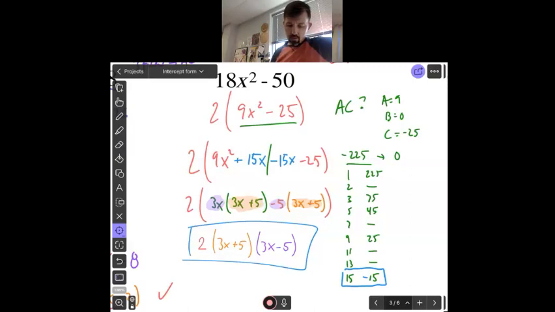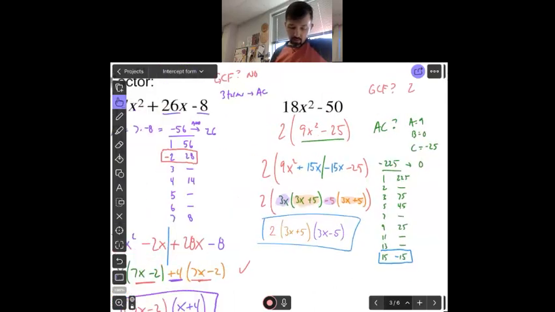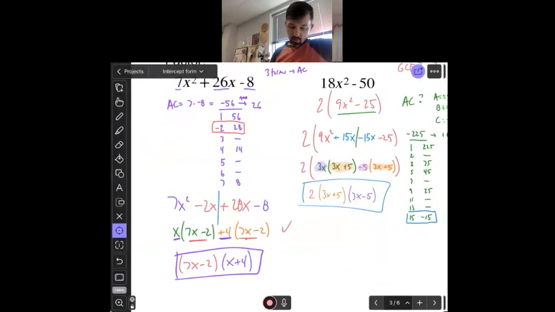This x? It's right here. And the minus 5 right here. So those two pieces go right here. These two that are the same go together here. So same thing that happened here, right? The x and the 4 go here. The 7x minus 2 is here.